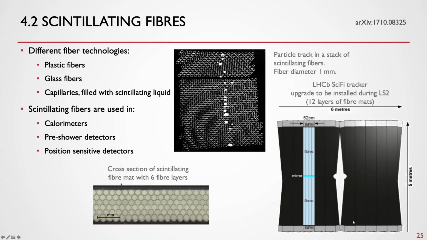Here is an image from a cross section of a scintillating fiber mat with 6 fiber layers. You see these are really tiny, probably a few hundred microns fibers. A particle can go through here and produce scintillating light that is guided through the fiber, and one gets a two-dimensional, at least, measurement with a good accuracy.